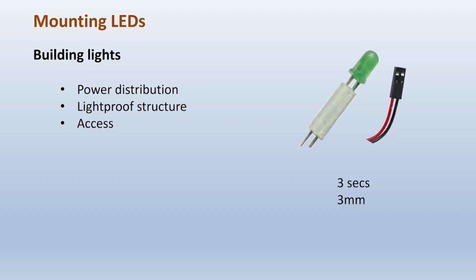So we're interested in putting these into buildings. We have to think about how we're going to get the power to them. We have to think of making a light-proof structure. We don't want leaks between the roof and the walls, for example. And more importantly is future access. You don't want to be putting lights into a building and then sealing the building and then gluing it to the baseboard. And if something goes wrong, you can't get in to change it. So you've got to bear in mind when you're putting lights into buildings, how can I get back in at a future date if I have to?